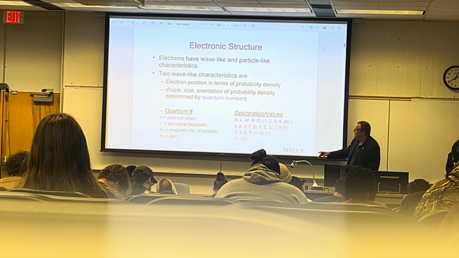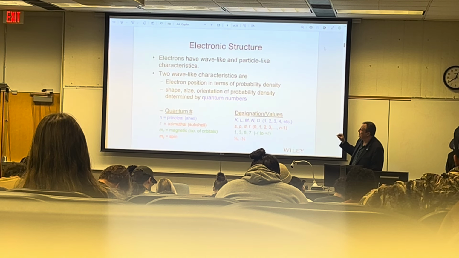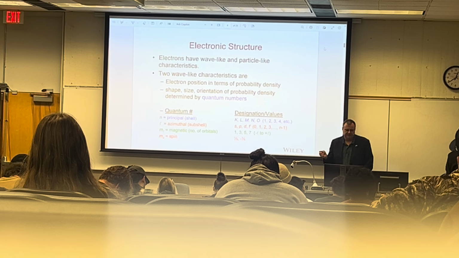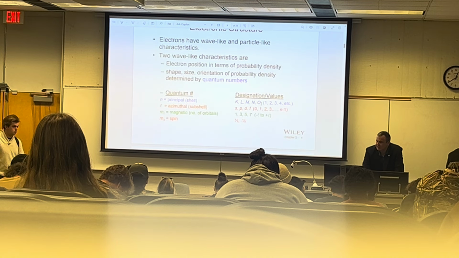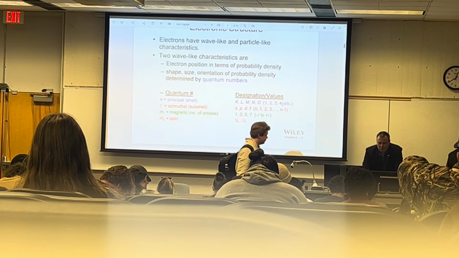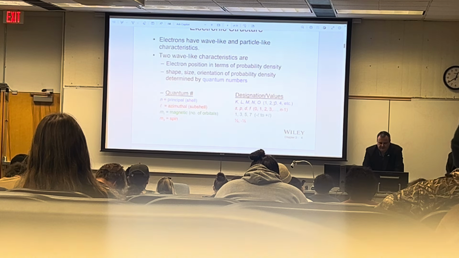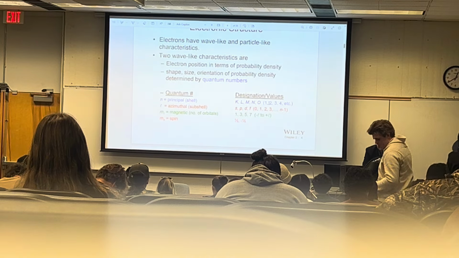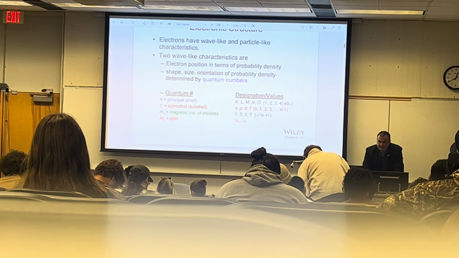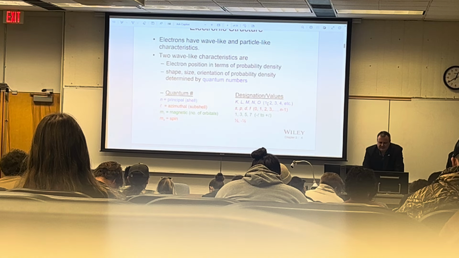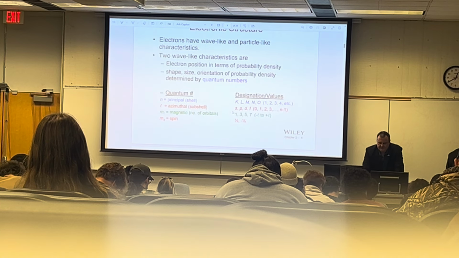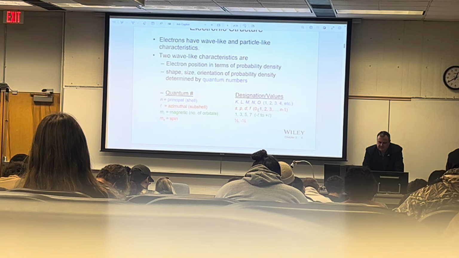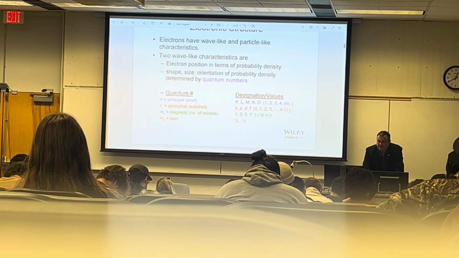But the other thing is that the shape, size, orientation, and probability density is determined by the quantum numbers. So let's review what quantum numbers are. n is the principal quantum number that determines the shell, and the values are K, L, M, N, O, and so on and so forth. And then there's a number, Roman or Arabic, 1, 2, 3, 4, and so on and so forth. Then the subshell is denoted by the letter l, which is the azimuthal, and those can be s, p, d, or f, and they start from 0 and go up to n minus 1, where n is the principal quantum number.